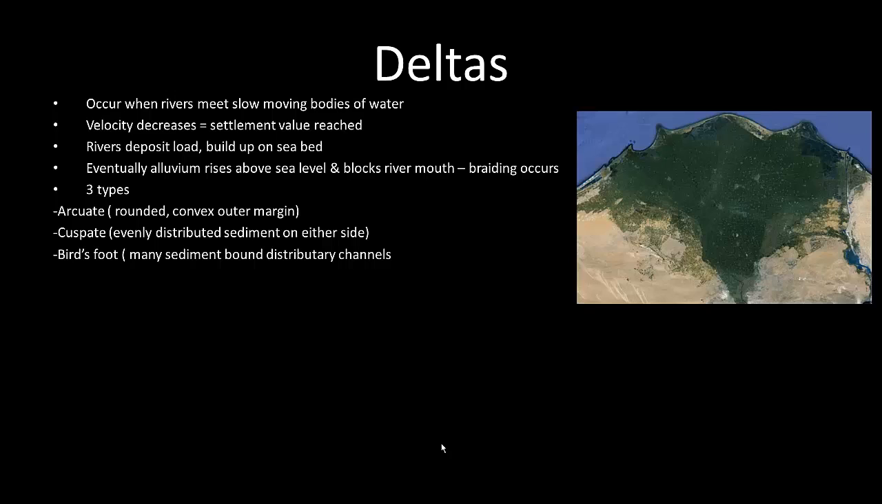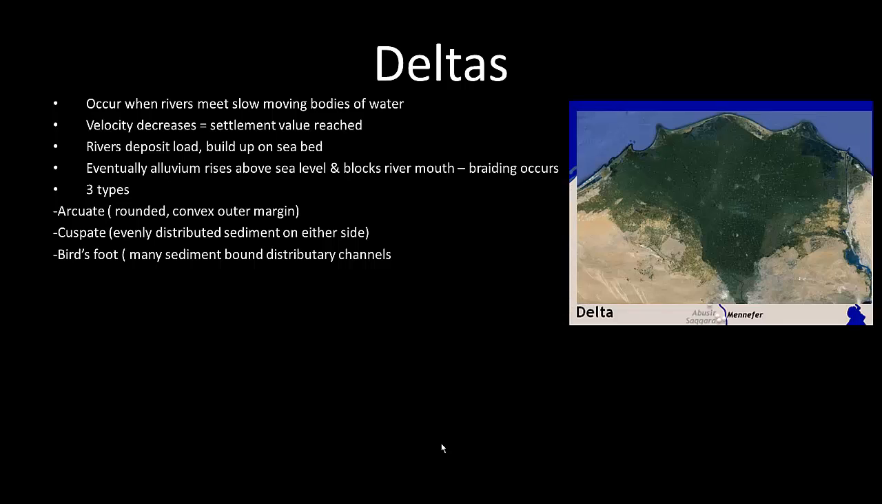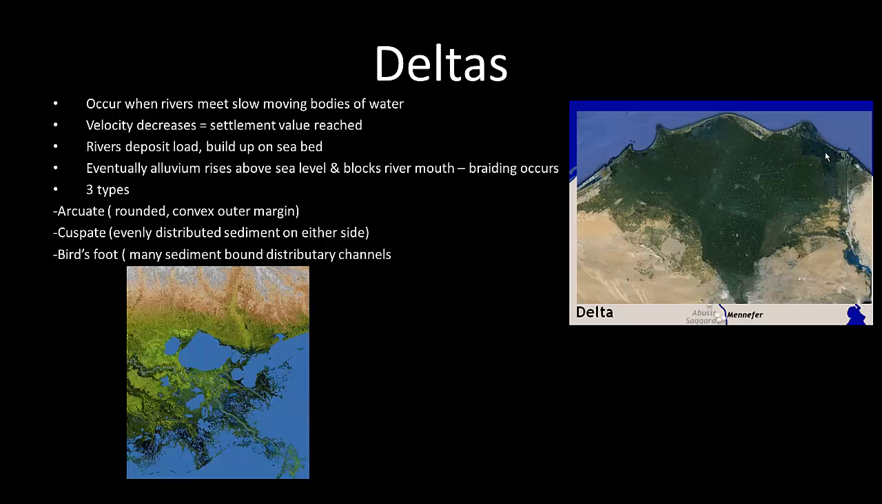Now there's three types. Arcuate, the Nile is an example of this, and they're basically determined by the shape. So you can see a convex, rounded shape of the Nile here. That's why it's an arcuate. This is the Mississippi Delta, and this is a bird's foot delta. As you can see, the sediments are distributed around the different braided, anastomosing channels of the river. It's just many sediment bounded distributary channels, and it's usually in a fan type shape.